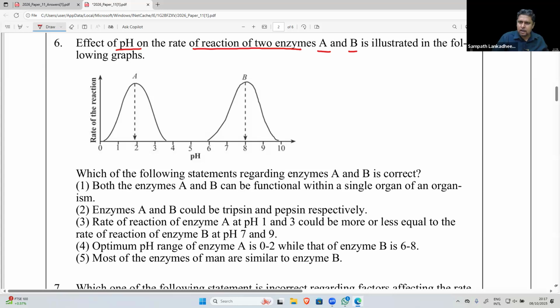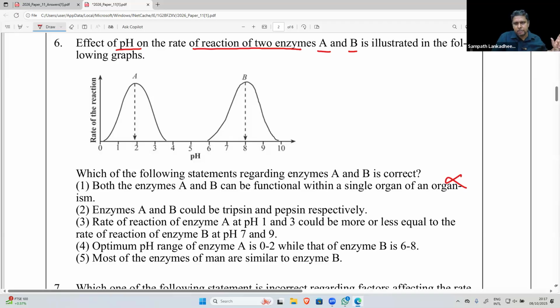A and B can be functional within the single organ. Now we learned these two. One acts in the stomach and the other one acts in the small intestine. So it's not the same organ. Wrong.